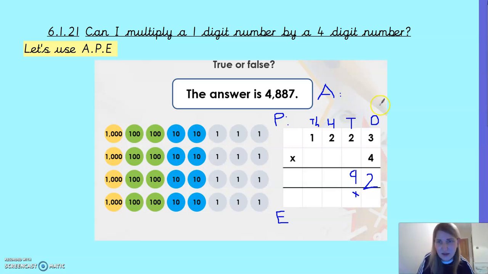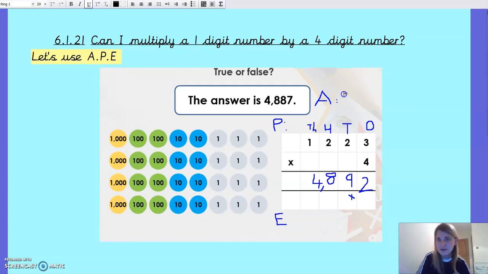But let's double check as we go through. Again, I've got another 4 times 2, which is going to be 8 in my hundreds column. And then 4 times 1 in my thousands column. 4. So my answer should be 4,892. So, true or false? The answer is, if our workings are correct, false.